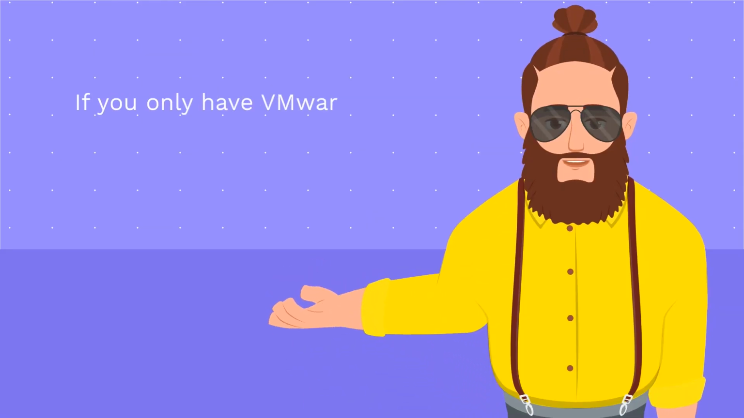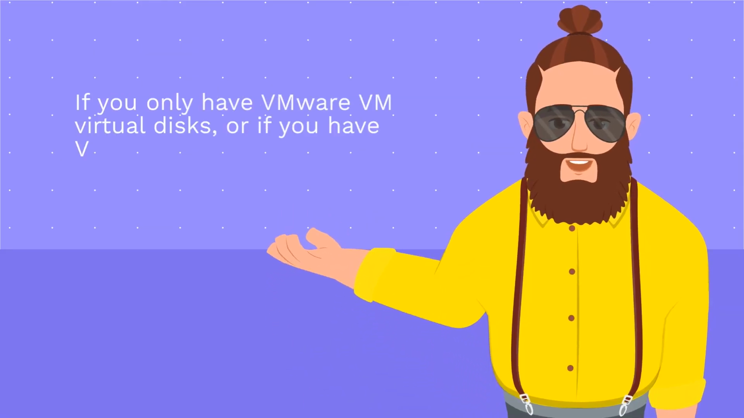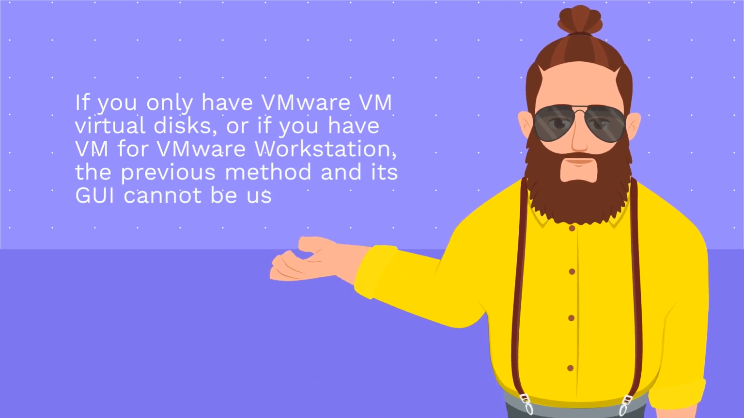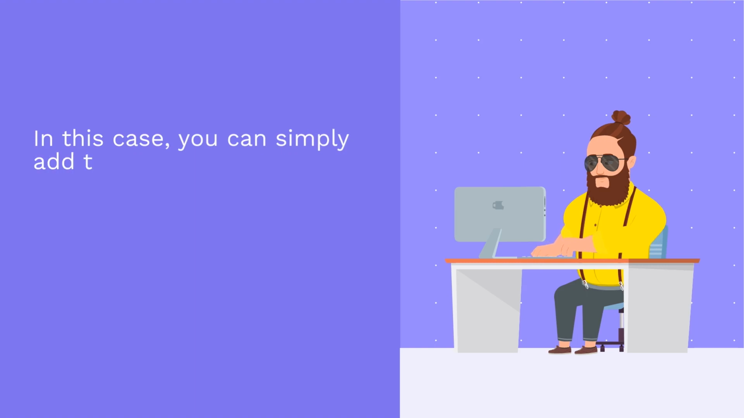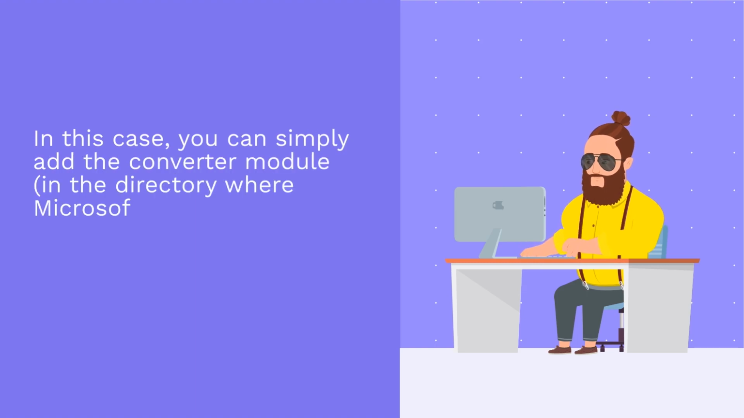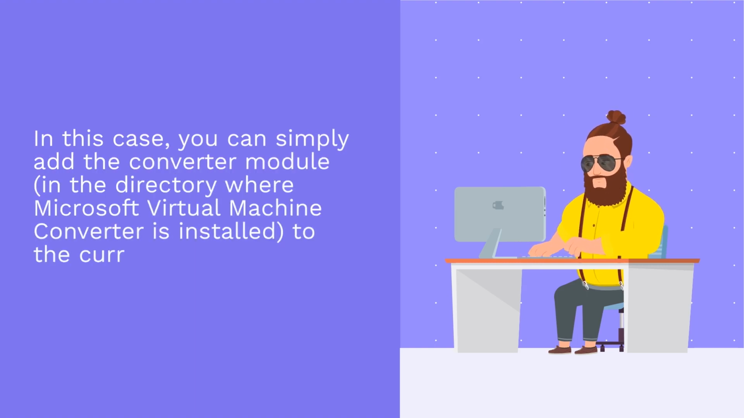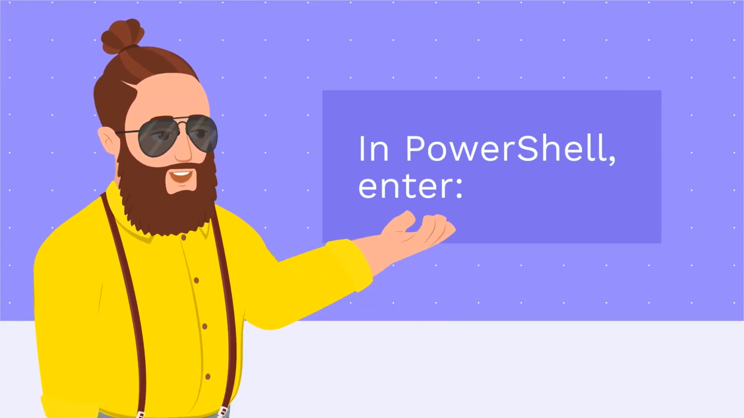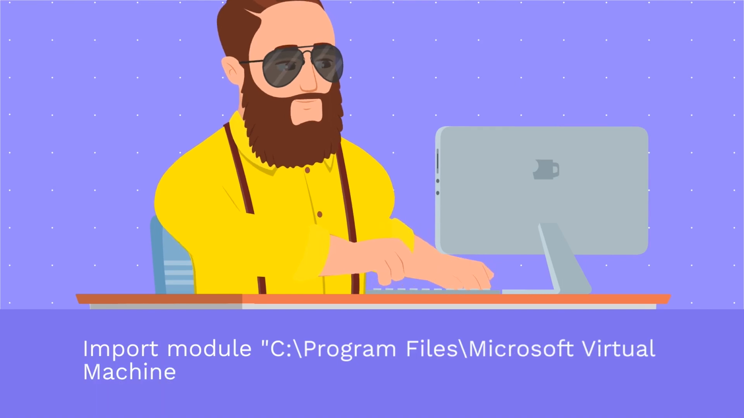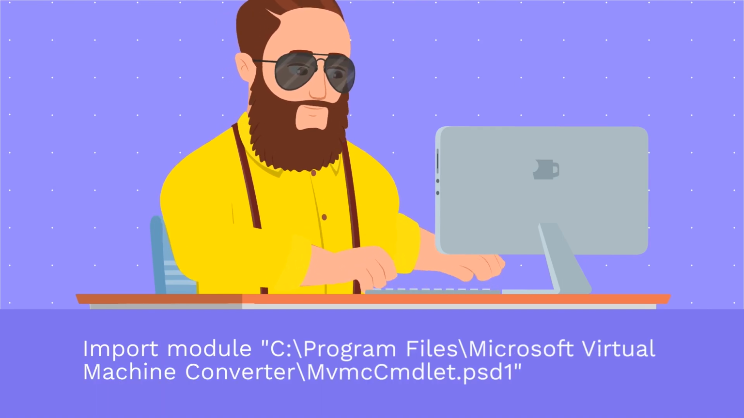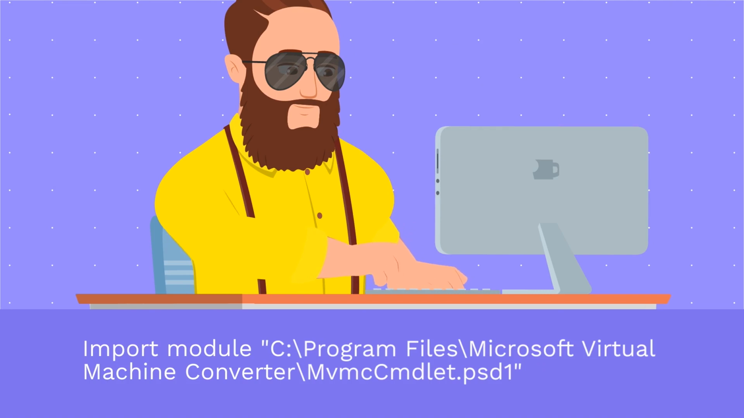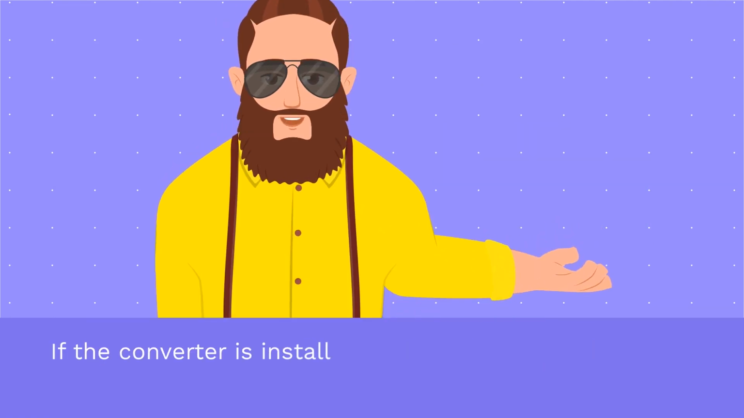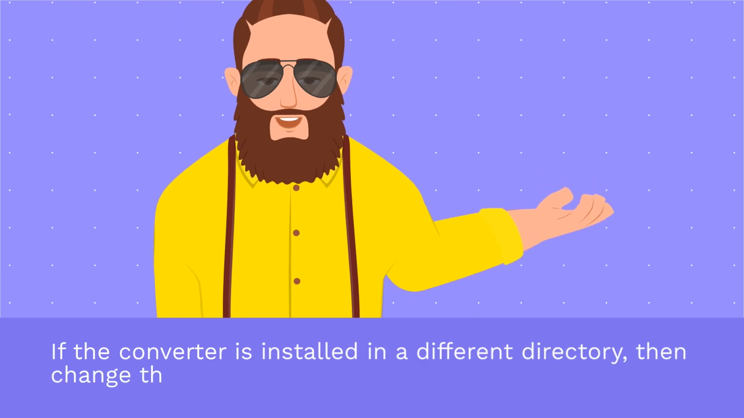If you only have VMware VM virtual disks, or if you have a VM for VMware Workstation, the previous method and its GUI cannot be used. In this case, you can simply add the converter module in the directory where Microsoft Virtual Machine Converter is installed to the current PowerShell session. In PowerShell, enter Import-Module C:\Program Files\Microsoft Virtual Machine Converter\MvmcCmdlet.psd1. If the converter is installed in a different directory, then change the path accordingly.